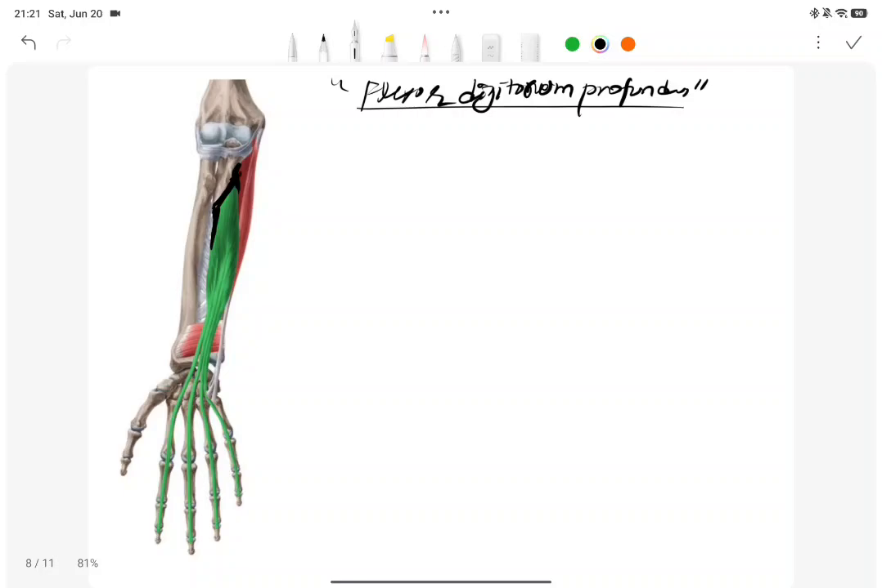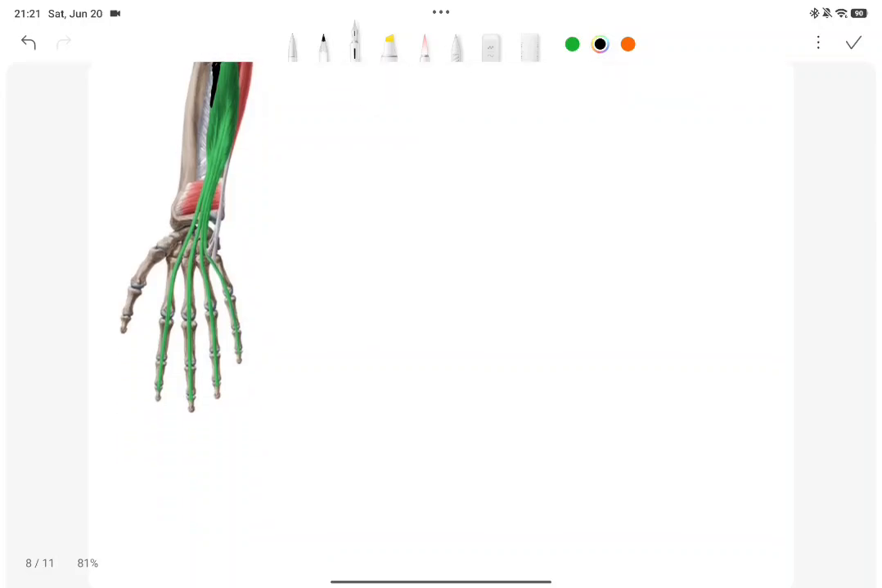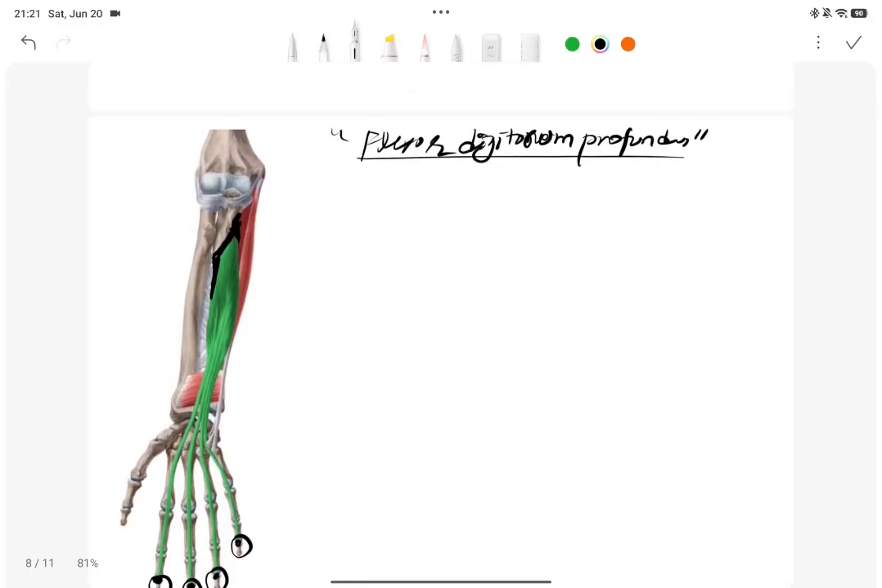This is the flexor digitorum profundus. Its insertion is like the superficialis, but it is inserted in the base of the distal phalanx. There is no bifurcation, it is inserted in the base of the distal phalanx. So it is inserted at the base of the distal phalanx. The origin is a bit long, and writing it out would take a lot of time.